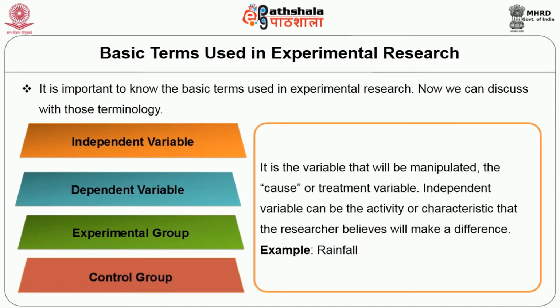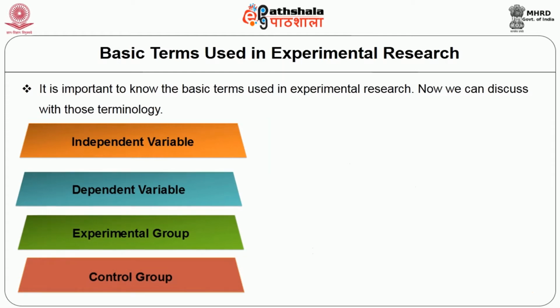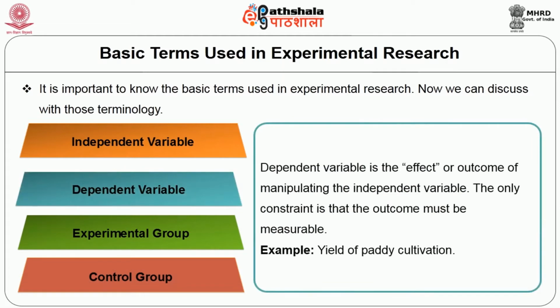Independent variable is the variable that will be manipulated, the cause or treatment variable. Independent variable can be the activity or characteristic that the researcher believes will make a difference. For example, the rainfall is the independent variable. And next comes the dependent variable. Dependent variable is the effect or outcome of manipulating the independent variable. The only constraint is that the outcome must be measurable. For example, yield of paddy of cultivation.